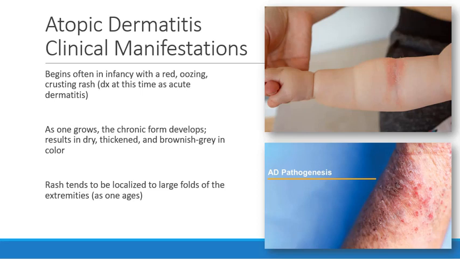This begins often in infancy as a red, oozing, crusting rash, and early on it's diagnosed as acute dermatitis. As one grows, the chronic form develops, or I should say maybe the chronic diagnosis is made, where the individual progresses from that red, oozing, crusting rash to more of the dry, thickened, and brownish gray looking rash or skin presentation. The rash tends to be localized to large folds of the extremities, like the knees and the elbows, but it also can appear in the neck, the sides of the face, the eyelids, and the back of the hands and feet.